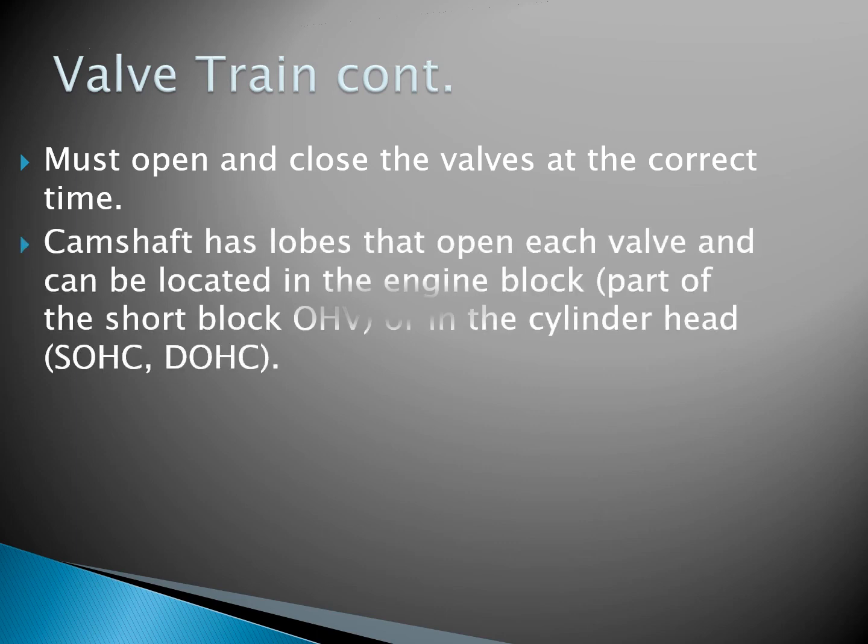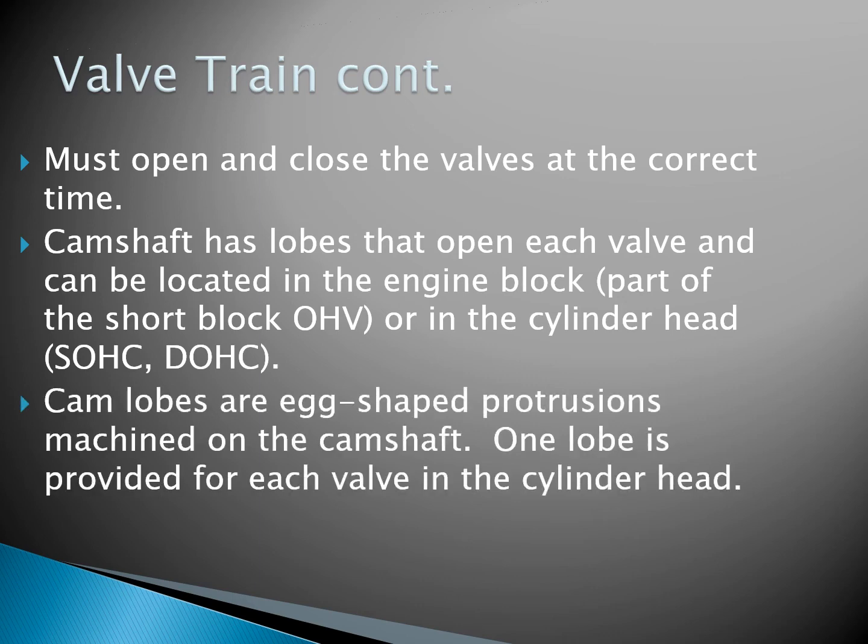Your camshaft, and I wish I could send one around the classroom so everybody could see it, has these little egg-shaped lobes on it, and what they do is open each valve. The camshaft can be located in the engine block if it's an overhead valve like I talked about, or in the cylinder head if it's a single overhead cam or a dual overhead cam. Again, cam lobes are egg-shaped protrusions machined on the camshaft.